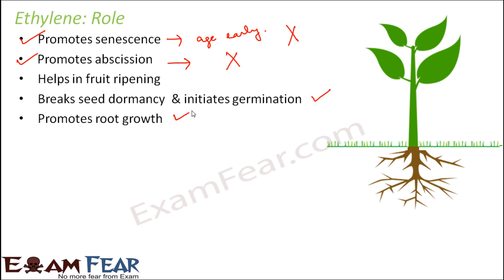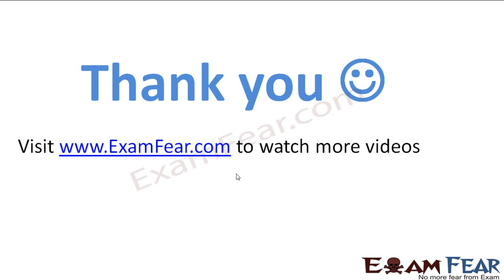It promotes root growth. So again, this has properties which help in promotion, and it also promotes the formation of root hairs, which are thin structures present here. If more root hairs are there, it helps in absorbing minerals dissolved in the soil, since more root hairs increase the surface area for absorption. So these are some of the roles or functions of ethylene. It also initiates flowering.